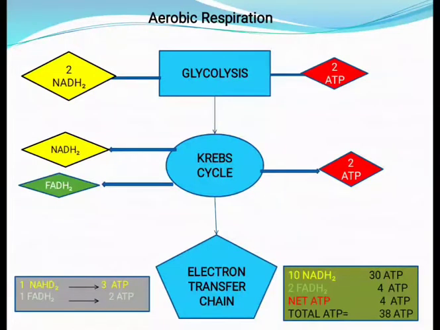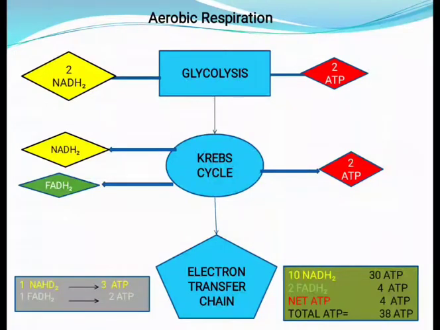All the NADH2 and FADH2 molecules synthesized in glycolysis and the Krebs cycle together enter the electron transfer chain. The electron transfer chain is also called ETC in short. In ETC, one NADH2 molecule gives 3 ATP molecules. Overall, 10 NADH2 molecules are involved in ETC. So from these 10 NADH2 molecules, 30 ATP molecules are formed.